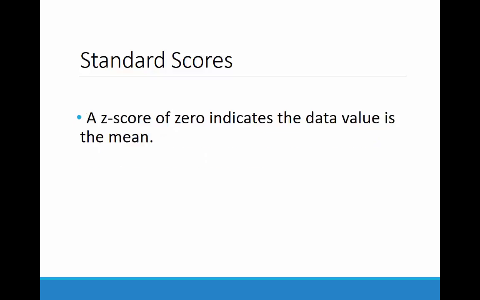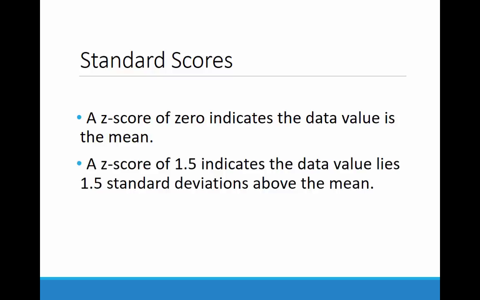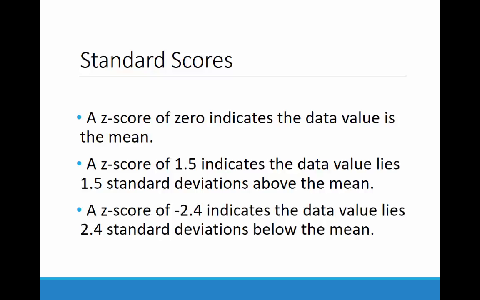The standard score, or z-score, represents the number of standard deviations a data value lies from the mean. A z-score of 0 indicates the data value is exactly at the mean, or it doesn't deviate from the mean at all. A z-score of 1.5 indicates the data value lies 1.5 standard deviations above the mean. A z-score of negative 2.4 indicates the data value lies 2.4 standard deviations below the mean. Notice the sign of the z-score simply informs us as to whether the data value is above or below the mean. Positive z-scores always reference data values above the mean, and negative z-scores always reference data values occurring below the mean.